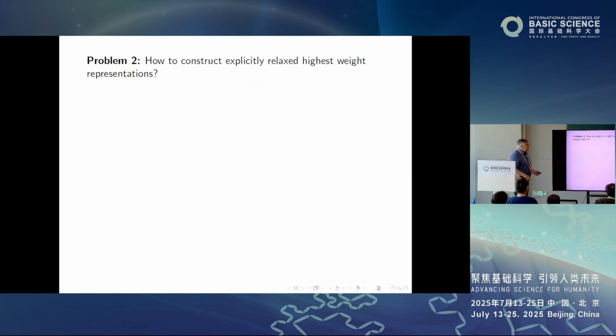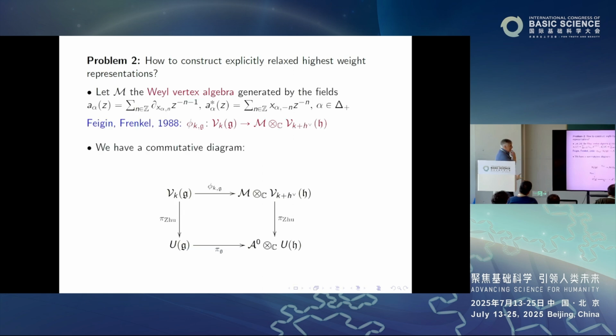My question is, okay, this is an algorithm. Okay, you can do it step by step, but is there any way to construct explicitly these representations, one way or the other? And that's what we were trying to do from different points of view. So one of them is the following.